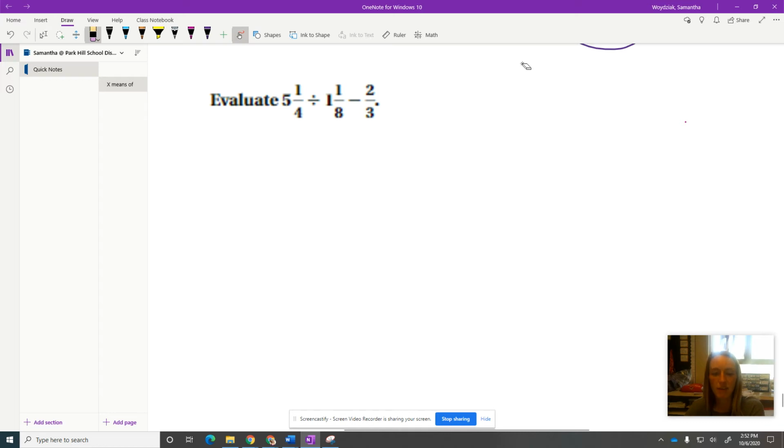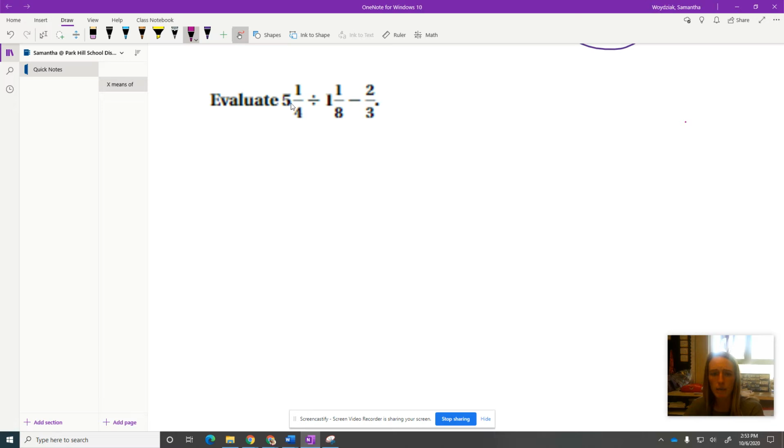Evaluate 5 1/4 divided by 1 1/8 minus 2/3. You guys just took a test over order of operations, so you know that division comes before subtraction. So this is exactly what we've been doing. We're just using fractions. So I'm going to start with 5 1/4 divided by 1 1/8 since division comes before subtraction. But I also know I need to convert both of those into improper fractions.